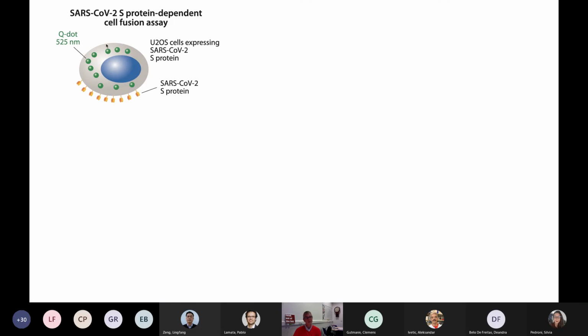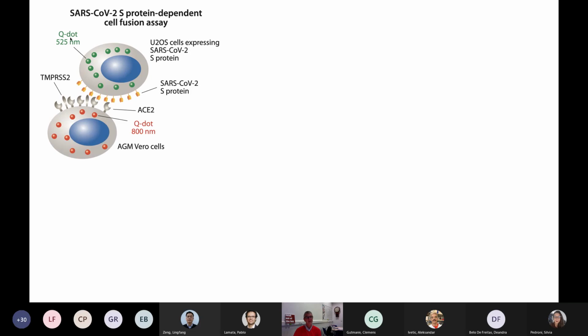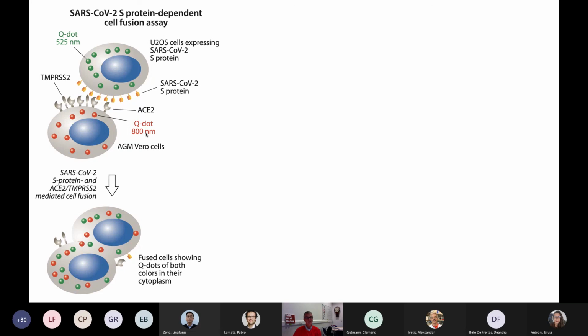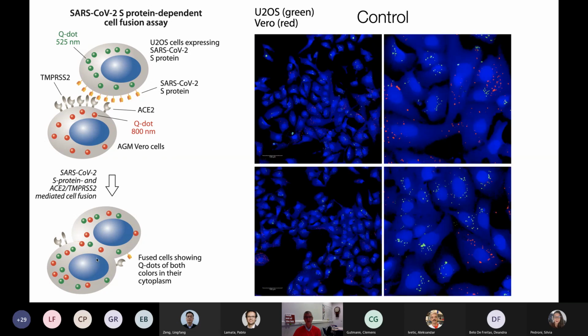In one screening, what we did was to load a cell expressing this spike protein with quantum dots emitting at 525, in green, and then mix these cells with cells expressing the receptor ACE2 and loaded with quantum dots emitting at 800. And the idea is that if these cells fuse, the fused cells should have more than one nucleus and both red and green dots inside the cytoplasm. This is how it looks.